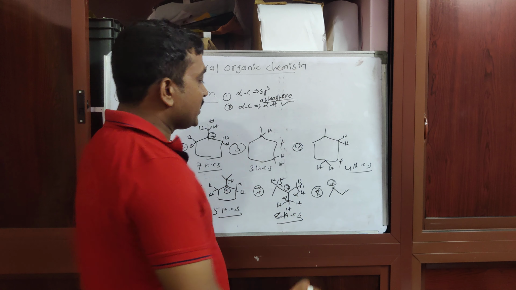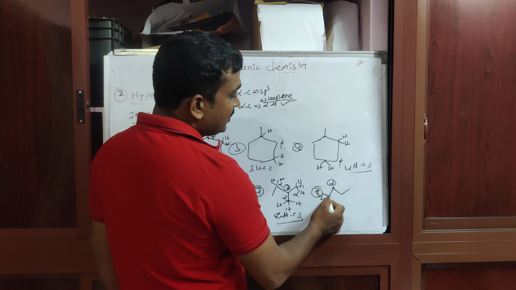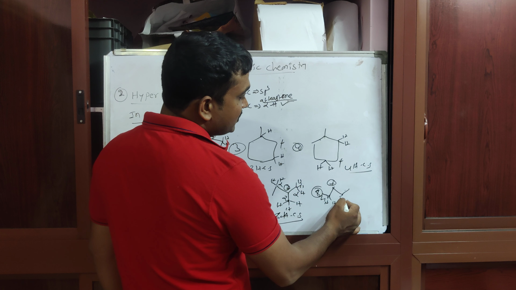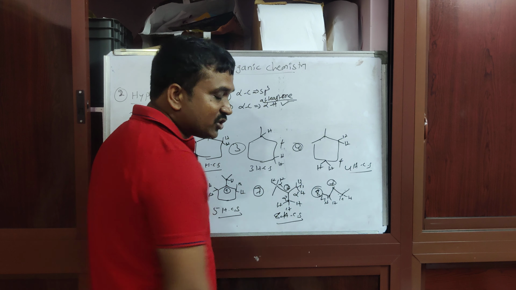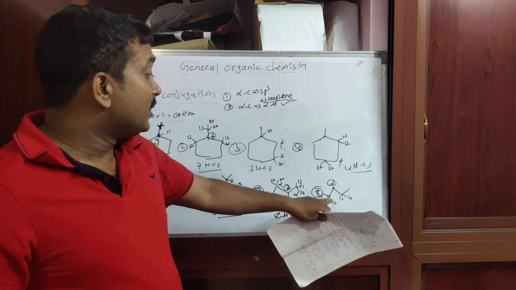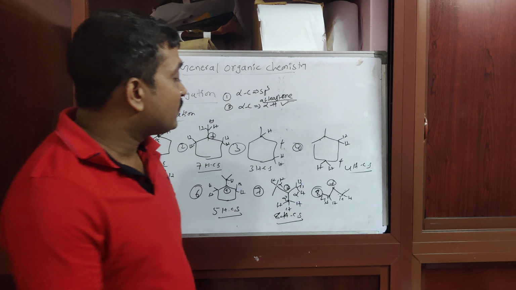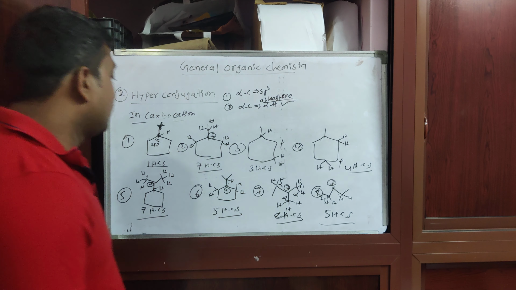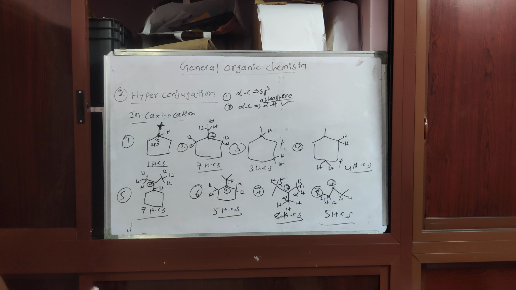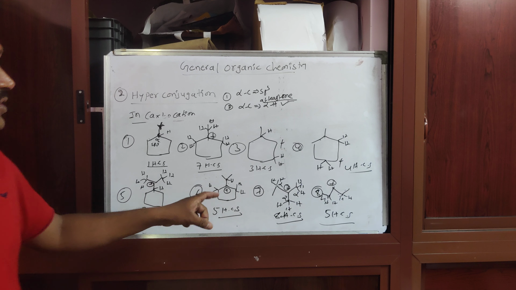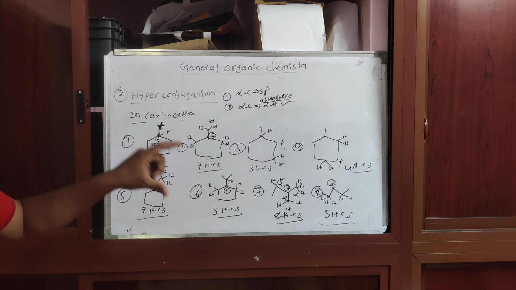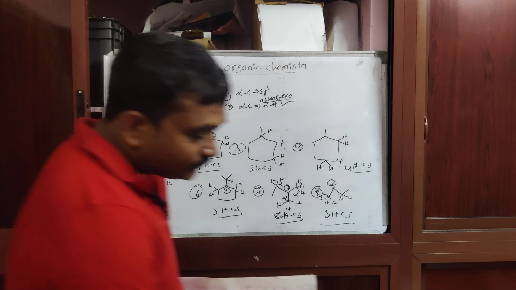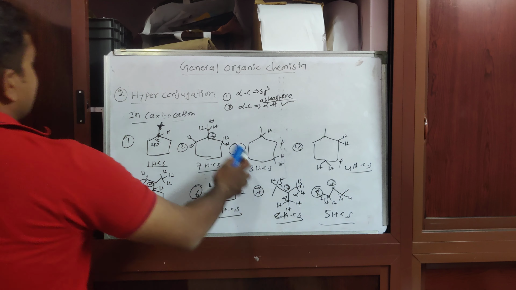If you take this carbocation, this shows 3 alpha hydrogens. This has 2 alpha hydrogens. These 2 are adjacent carbons to this carbocation. It has a total of 3 plus 2, 5 hyperconjugation structures. This is how to calculate the hyperconjugation structures of a molecule in the case of a carbocation.